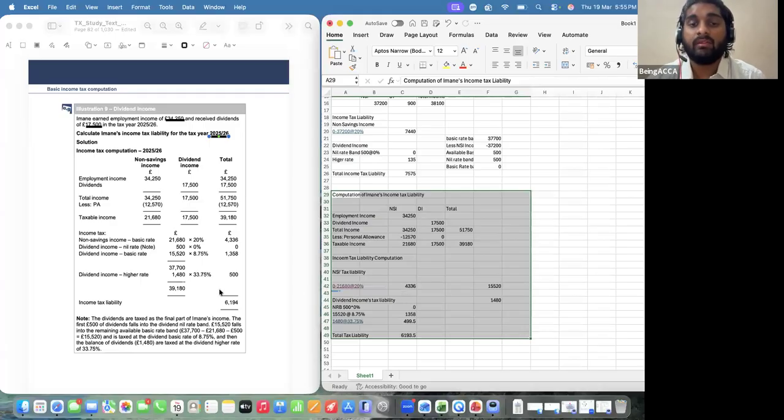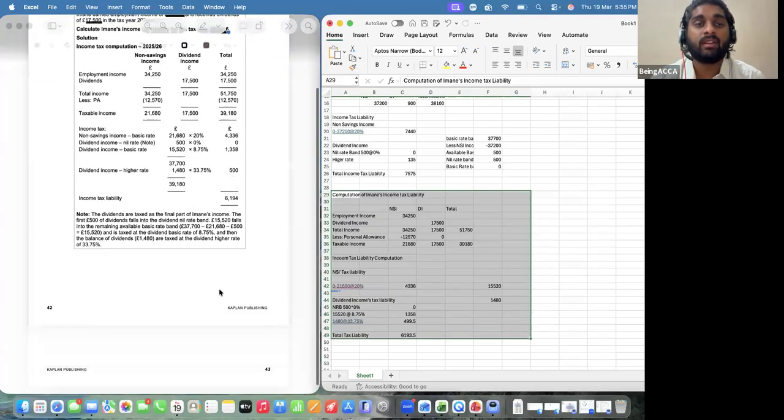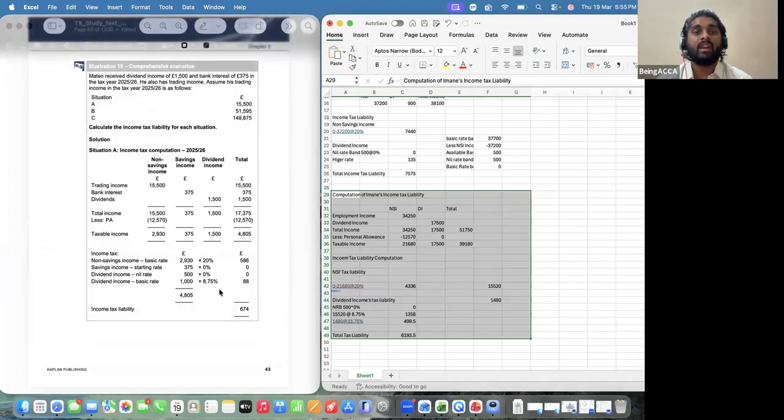All right. With this, we can move on to the next question, wherein we have three different types of income: savings income, non-savings income, and dividend income. Let's start off with the question.